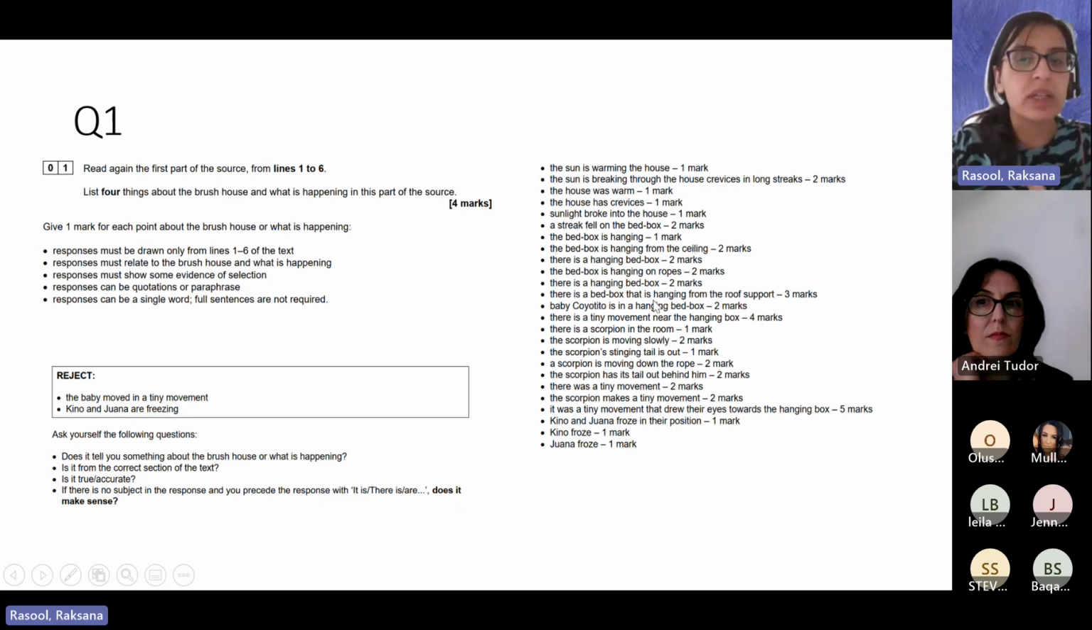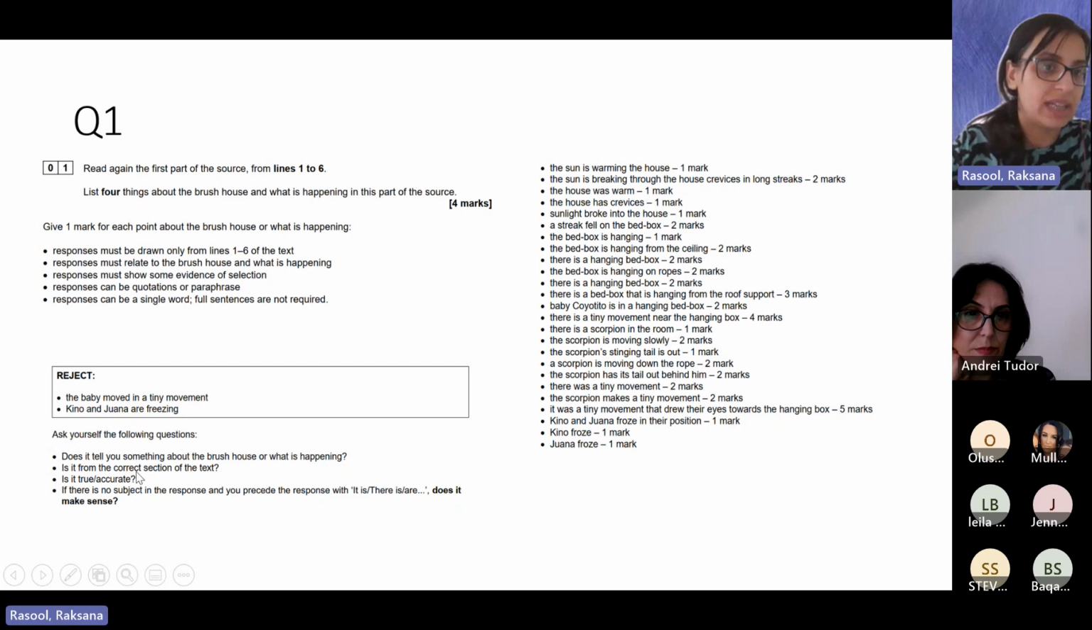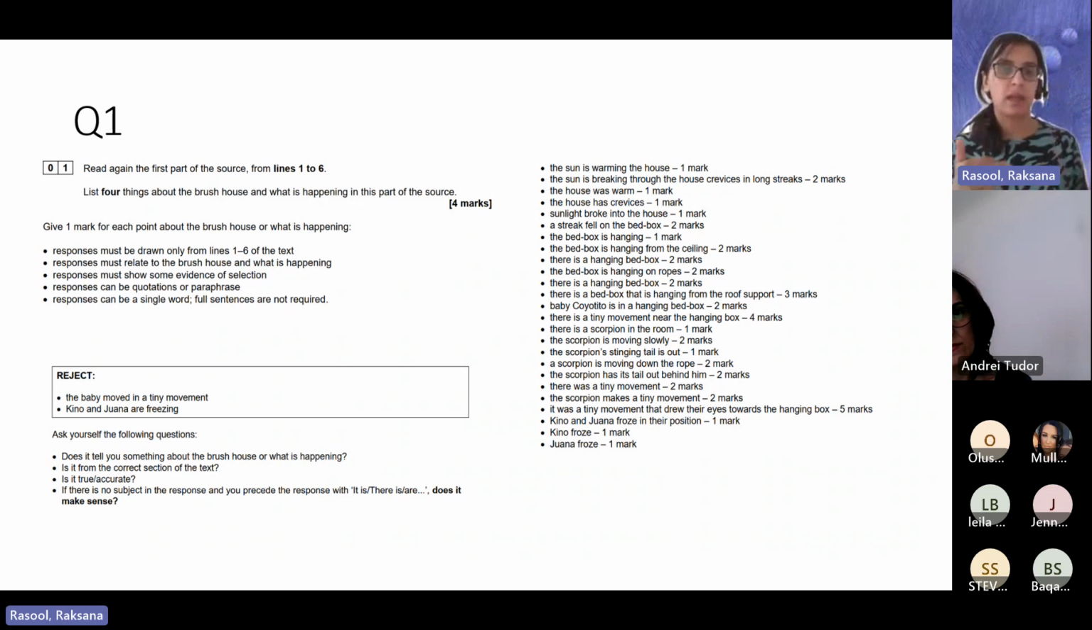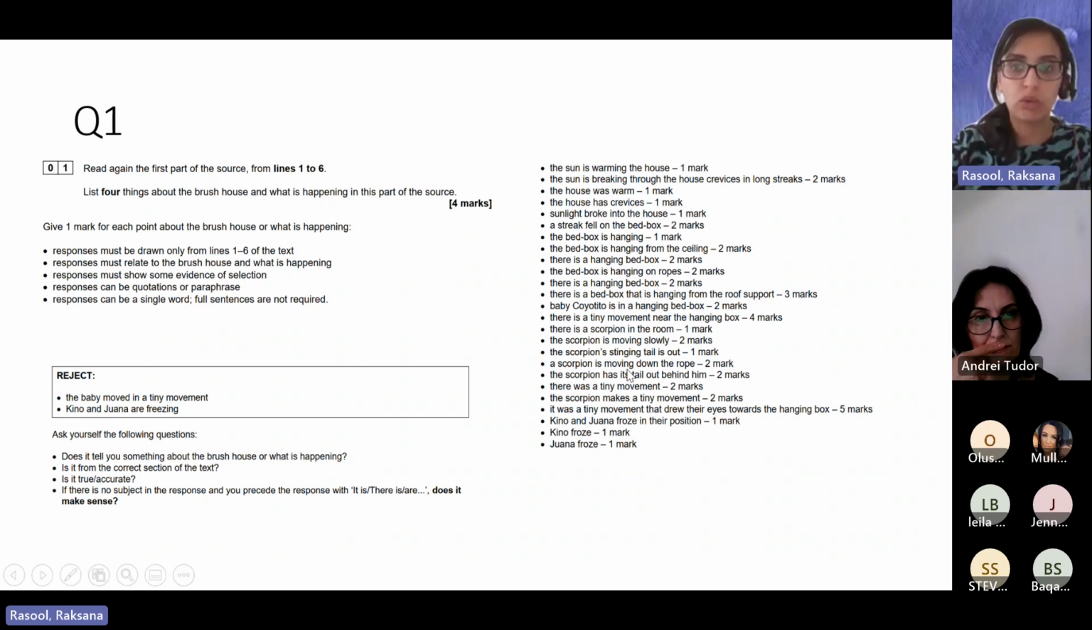Anything that's not there will still be accepted as long as it tells you something about the brush house, it's the correct section of the text, and it's true and accurate. If there's no subject and you've just written a one-word answer, like scorpion, put "there is" before it: there is a scorpion in the room. Does it make sense? If so, you will get the mark. Most people did well on that, but these were all the potential answers you could have given and the marks that they are worth.